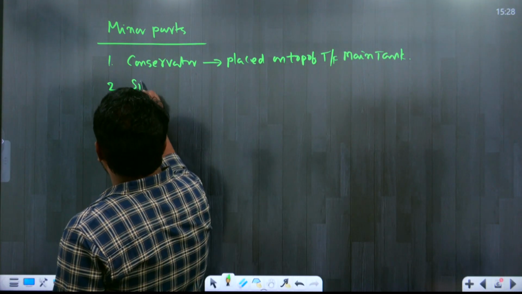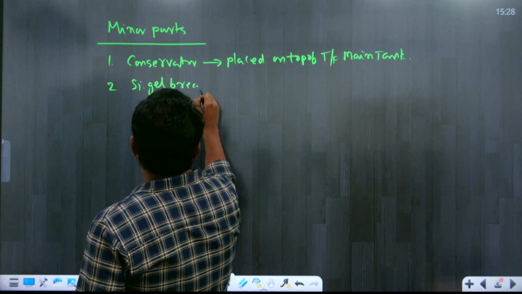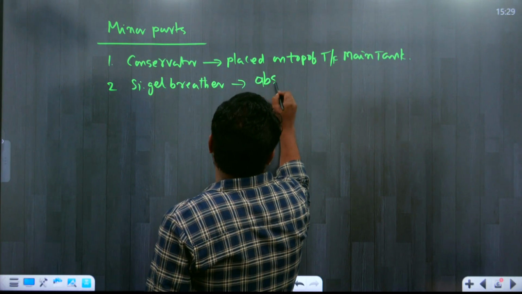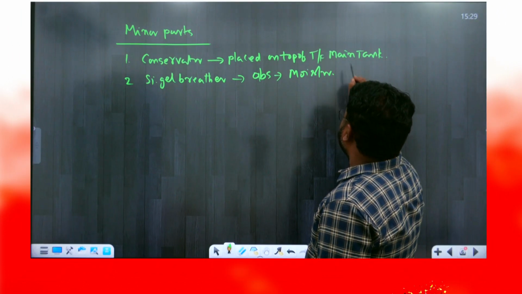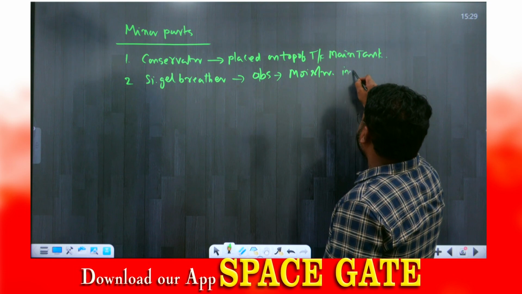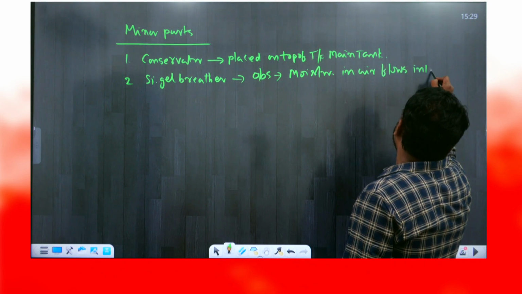Now silica gel breather. The silica gel breather absorbs the moisture in the air that flows into the conservator.